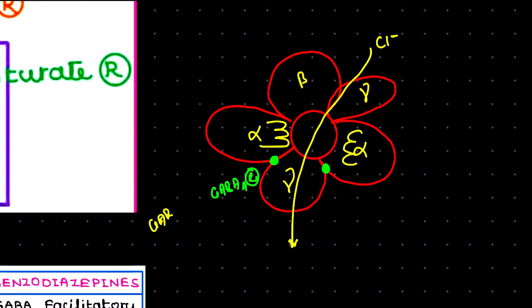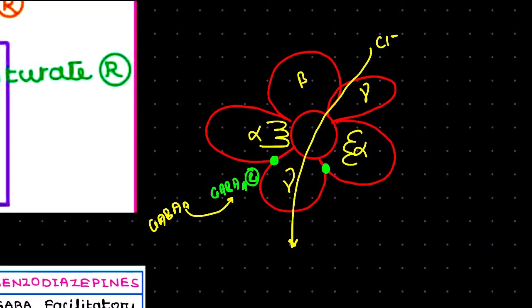What is going on is that GABA is coming and binding with the GABA A receptor, and because of binding to the GABA A receptor, it will be stimulated and there will be passage of chloride ion. Similarly, what about our barbiturates and benzodiazepines?